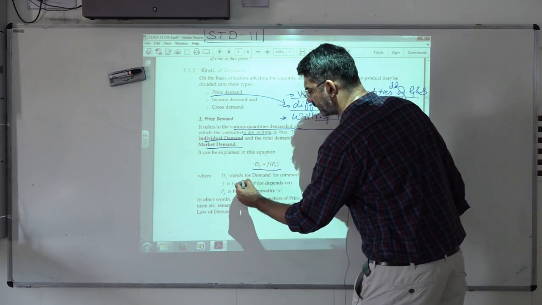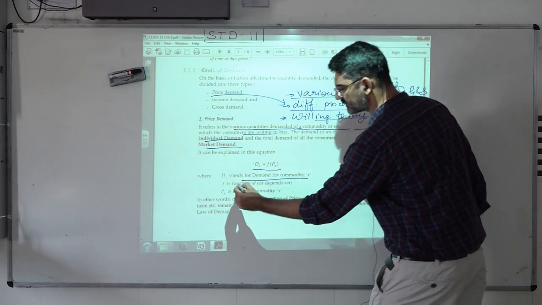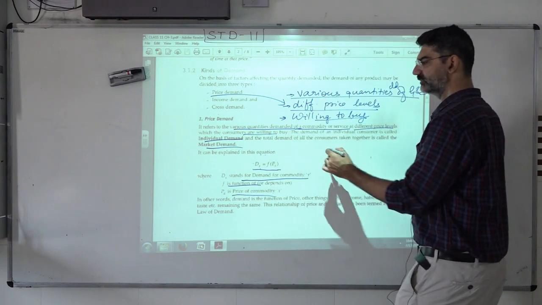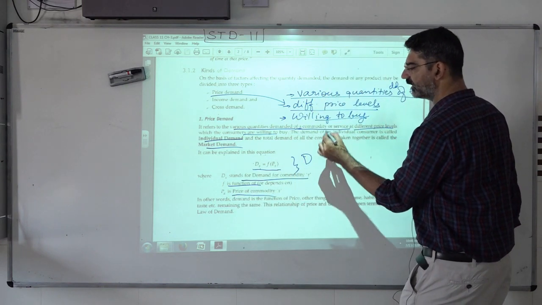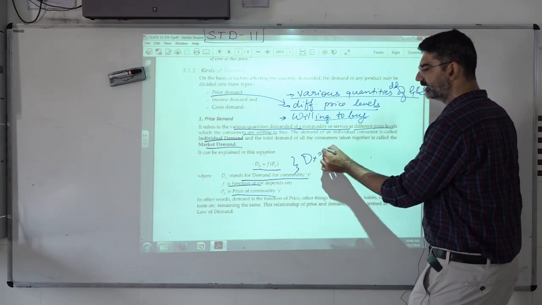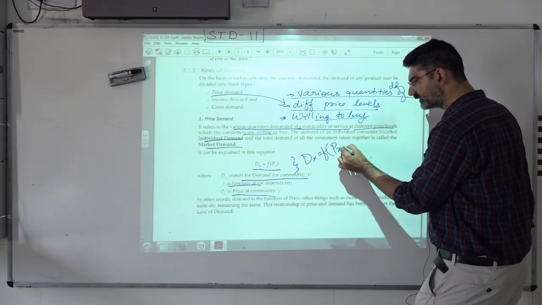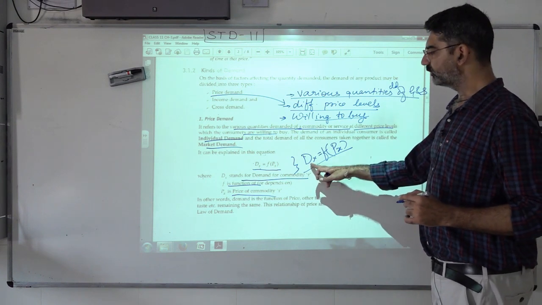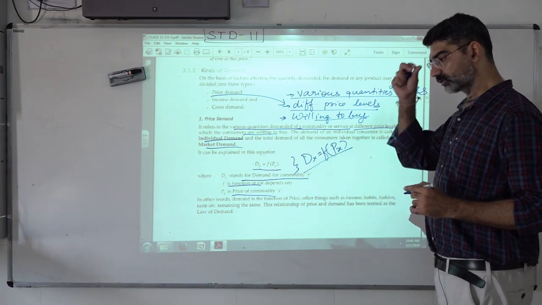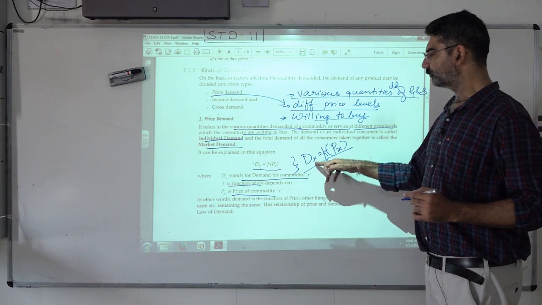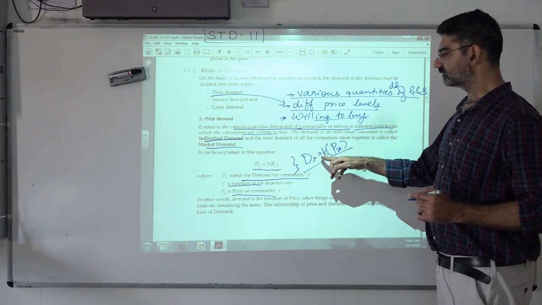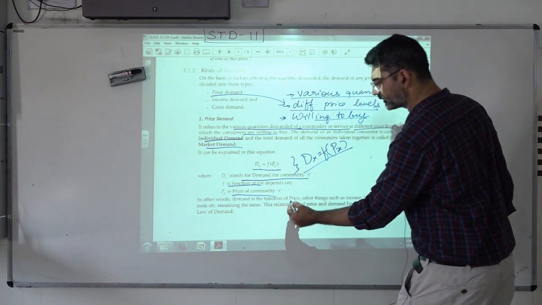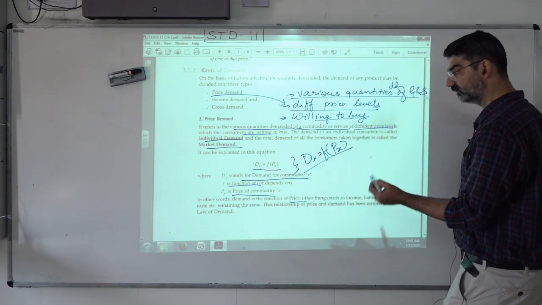See, d stands for the demand of a commodity, f stands for depends on or the function of, and the price. Ultimately, this says that demand of a commodity depends on price of that commodity. Simple. Demand of a commodity depends on, f means function of, or you can say depends on, price of that commodity. In other words, demand is the function of price and other things.